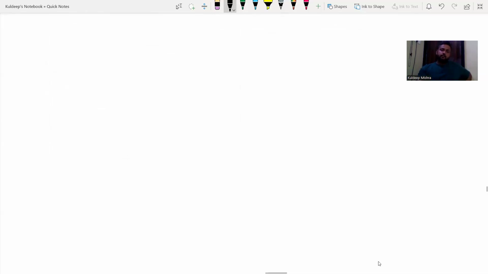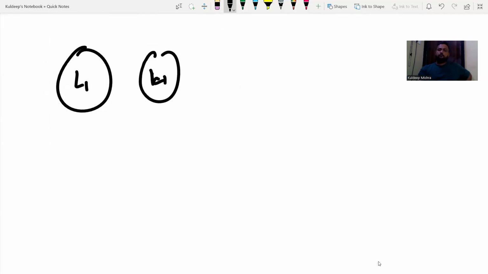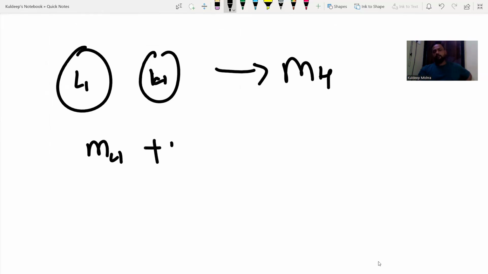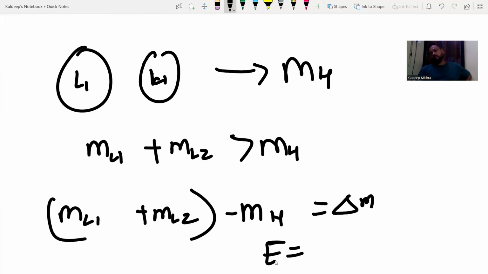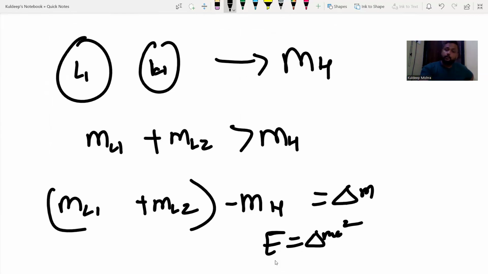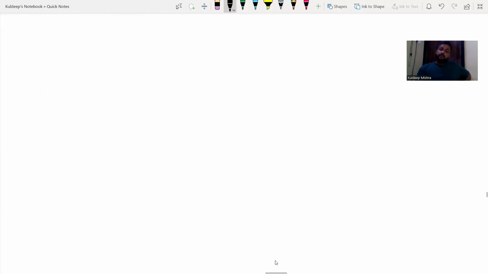And then second is nuclear fusion, in which two lighter nuclei combine to form one heavy nucleus. Okay, but here again the mass of the lighter nuclei is greater than the mass of the heavy nucleus. So again we get a mass defect, which comes out as energy. This again becomes energy.